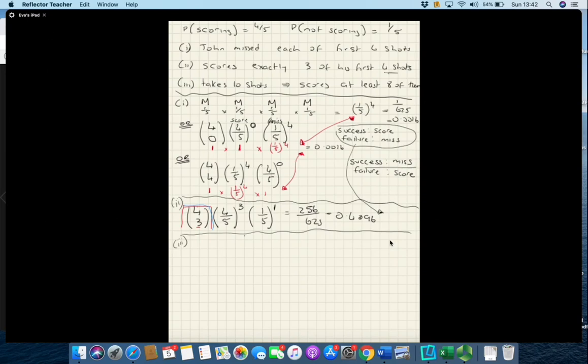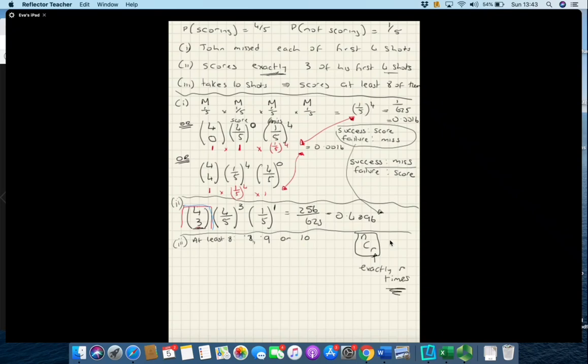Okay, so he takes 10 shots and he scores at least 8. So he scores 8, he scores 9, or he scores 10 of the shots. That's what at least 8 means. When you see the word exactly, it's fine, it's just one option, in this case 4 choose 3. But when you see at least or at most, you have to be a little bit careful because there's normally more than one answer. In a Bernoulli trial, with n choose r, you can only ever work out exactly r in one sum.